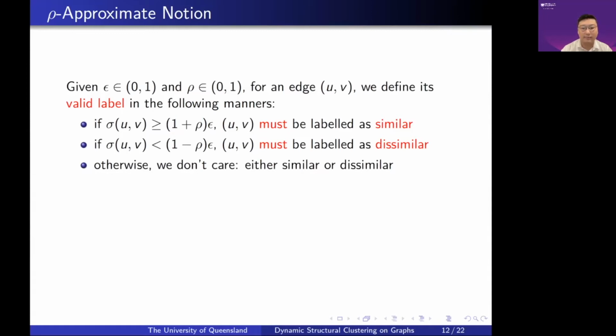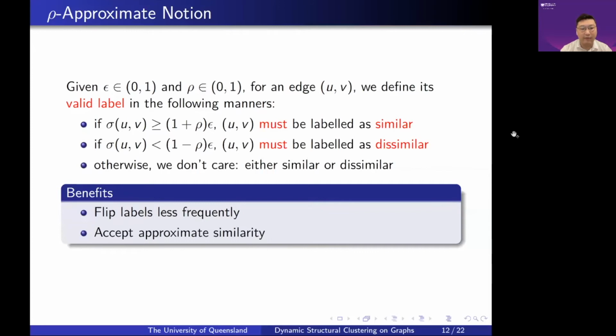It can either be labeled as similar or dissimilar. They are all correct. What's the benefit of the rho-approximate notion? The first one is that we don't have to flip the labels of the affected edges as frequently as before. The second one is that we can use approximate similarity instead of the exact one in our problem.